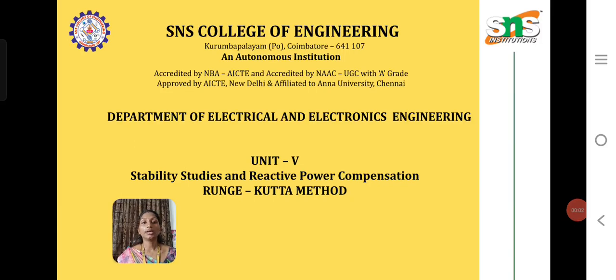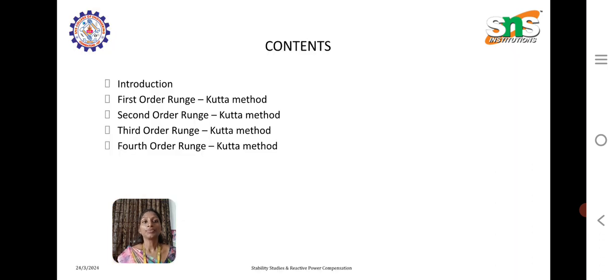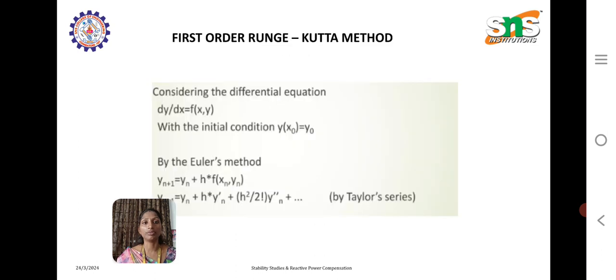Hello all. As a continuation of my lecture series in power system analysis, today we are going to discuss a problem solving method called the Runge-Kutta method. This Runge-Kutta method has four orders: first order, second order, third order and fourth order. We have four different methods, so we'll see the difference between all the four.